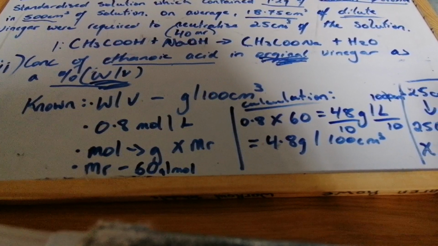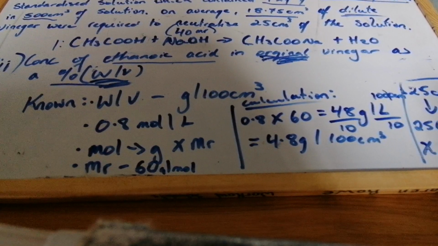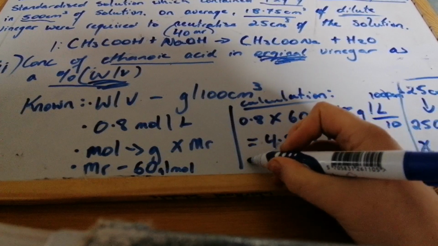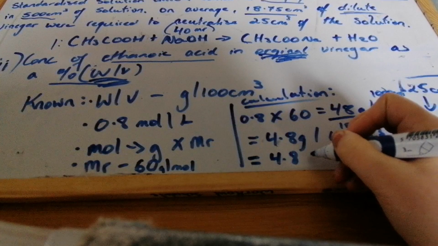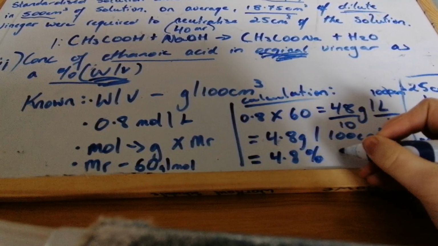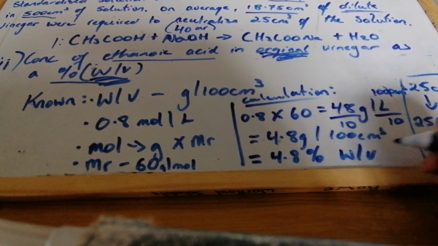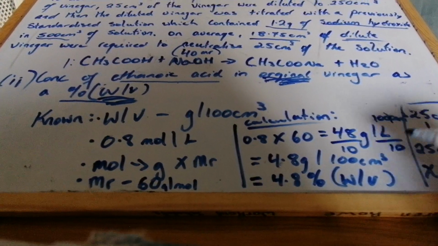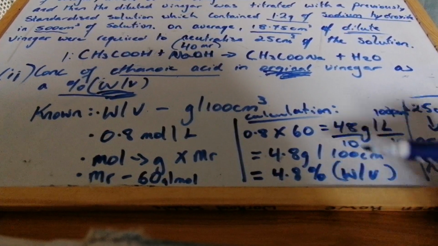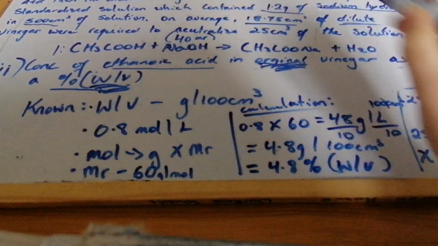So 4.8 grams per 100 centimetres cubed is the very same as saying 4.8% weight per volume. And that gives you your final answer there. Let's check: percentage weight per volume. Done.